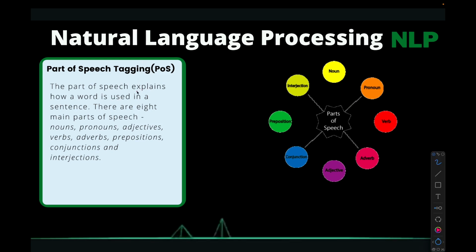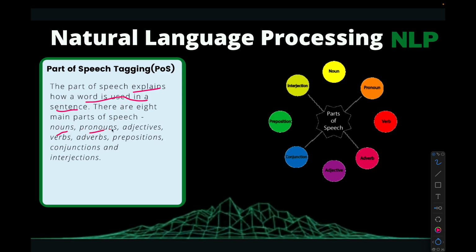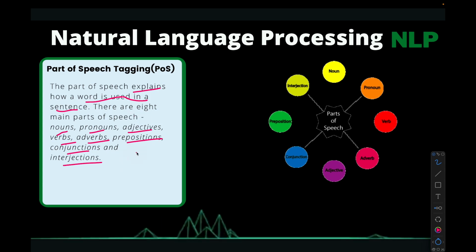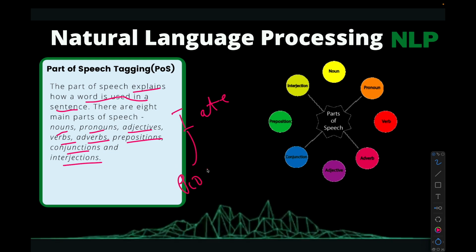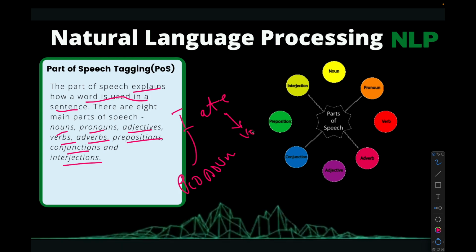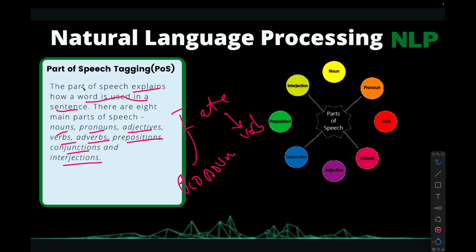Part of speech explains how a word is used in a sentence. We are basically talking about nouns, pronouns, adjectives, verbs, adverbs, prepositions, conjunctions, and interjections, which are put together to form a sentence. So if you have words like, say, "I ate", we can say this one is a pronoun, and then we can say that this one is a verb. That is what we refer to as part of speech.